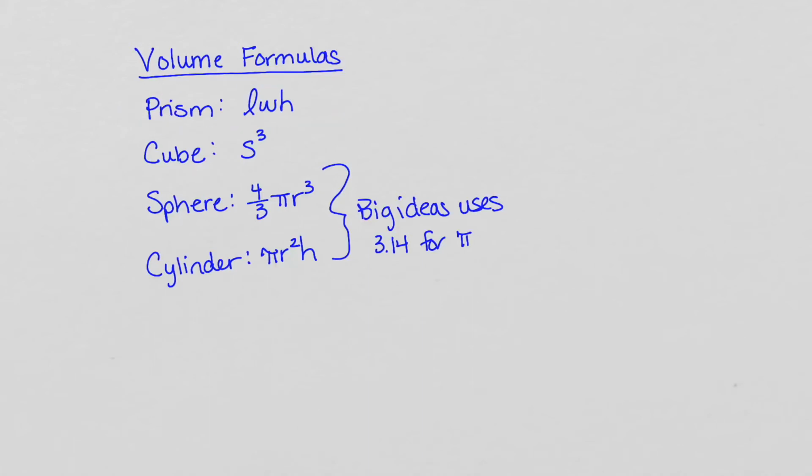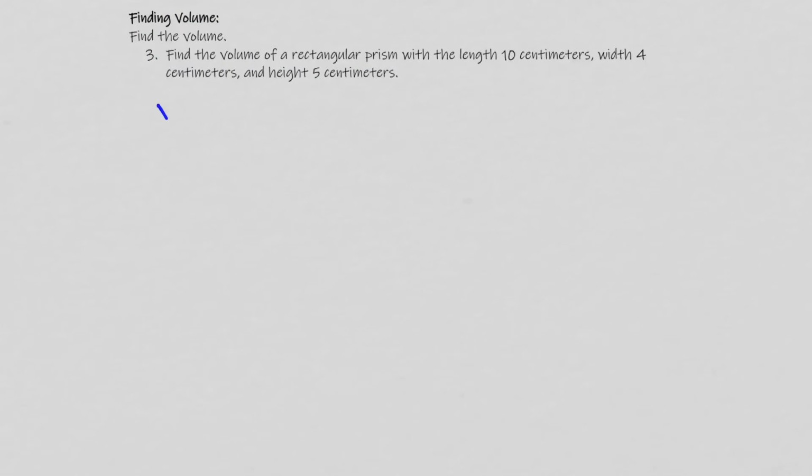All right, let's go back to the prism and use length times width times height. So for our volume, length, width, and height, let's first draw our picture of what we're talking about. I like to label things and be very visual. So here is my prism. Okay, it could look more perfect, but I'm sorry. All right, the length is 10, the width is 4, the height is 5.